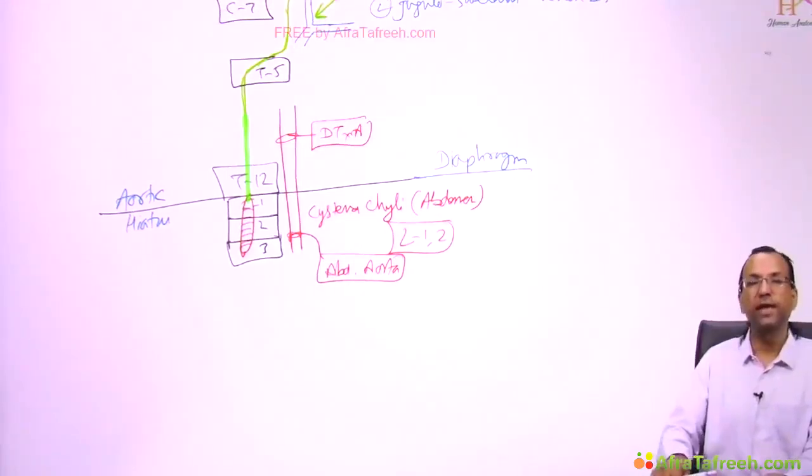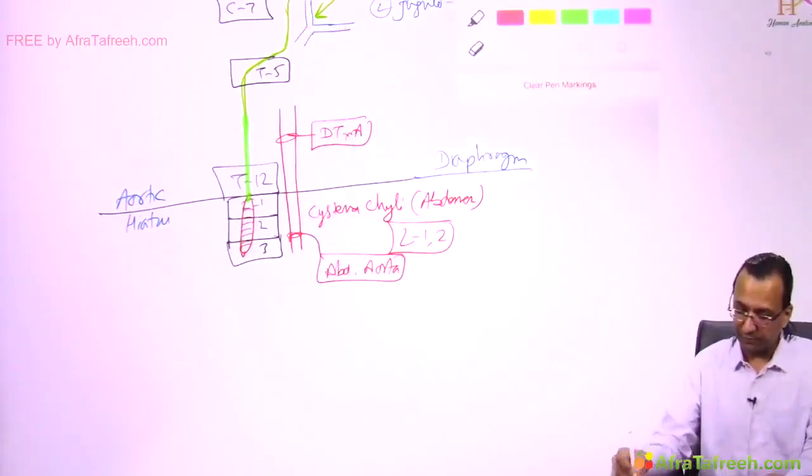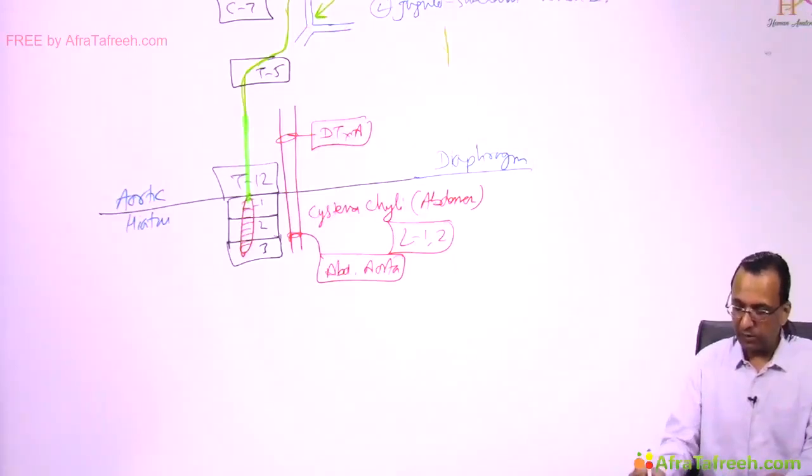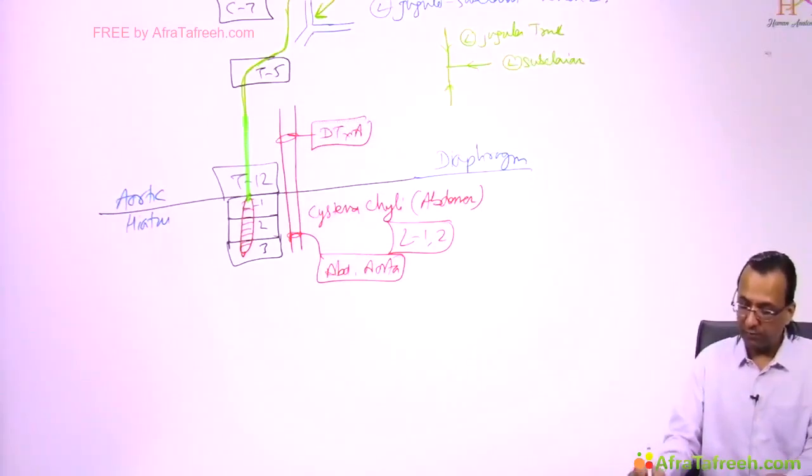What else was draining into the thoracic duct? You have learnt there were three things. It was the left jugular trunk, which drains the head and neck region; the left subclavian trunk, which drains the left upper limb; and the left bronchomediastinal trunk, which drains the left thorax. So these three things drain into the thoracic duct.